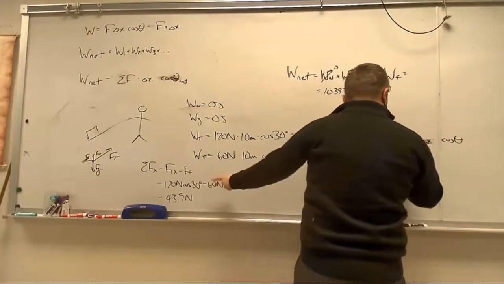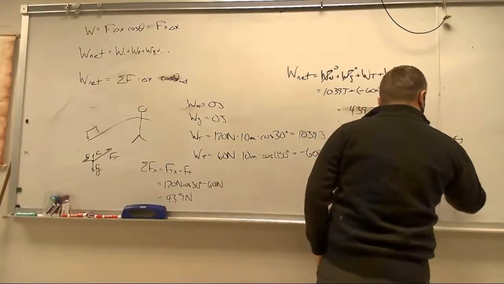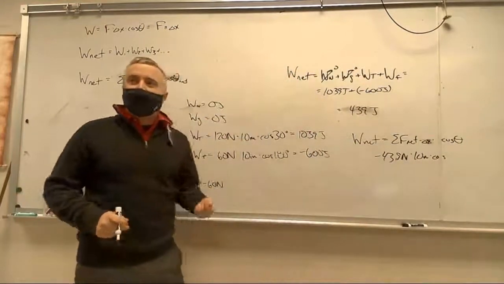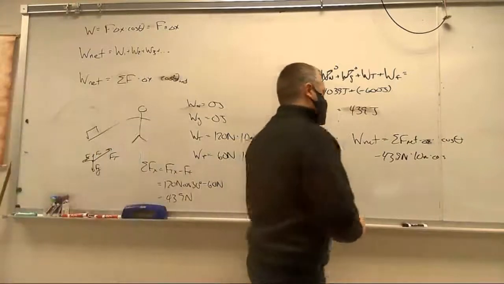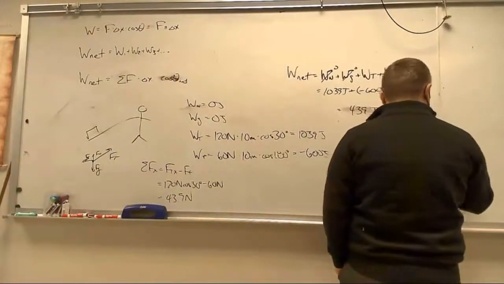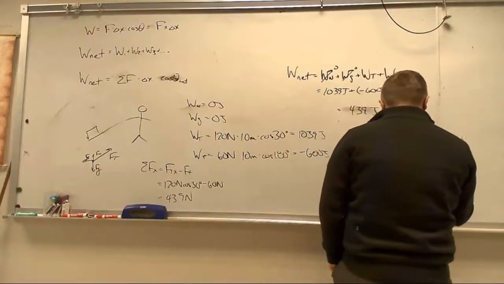force net is 43.9 newtons times 10 meters times cosine of, what would the angle be between the net force and the displacement? 0. Sorry, that looks like a negative. It's just supposed to be an equal sign. So that's 1. So you can see they end up the exact same way.